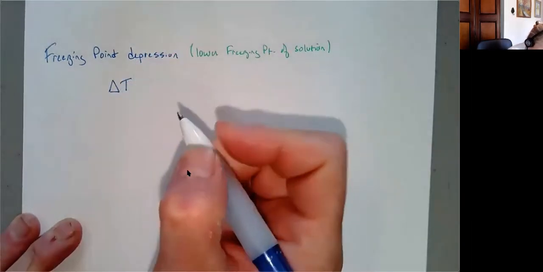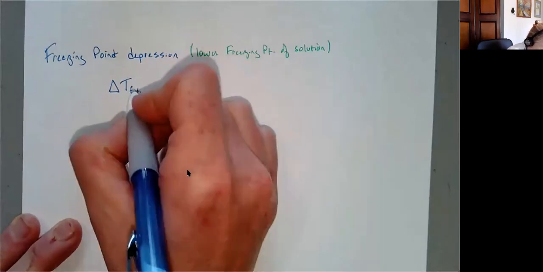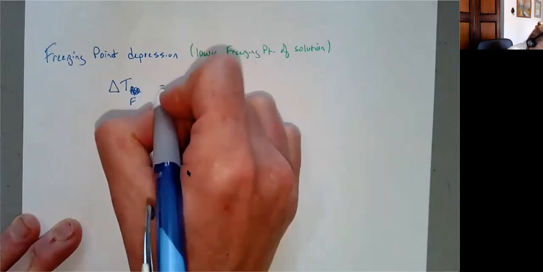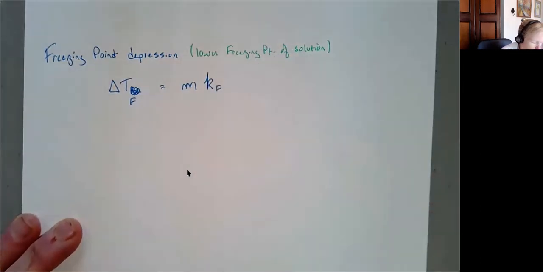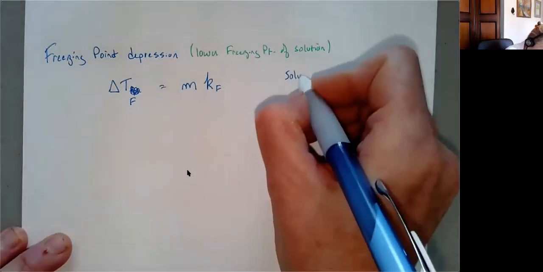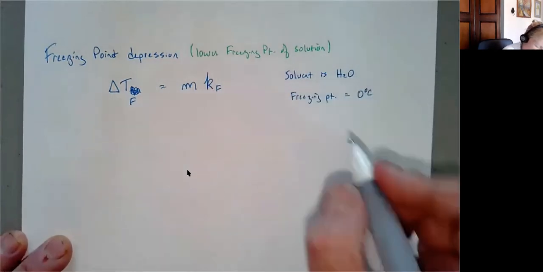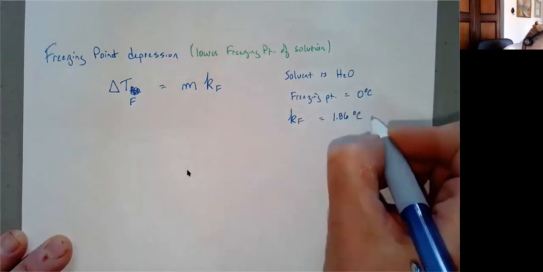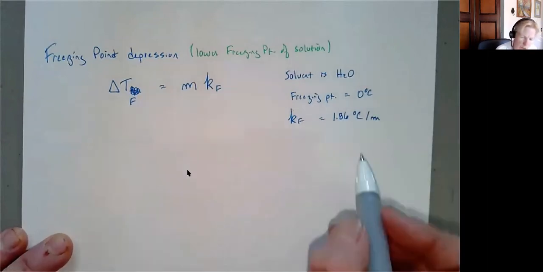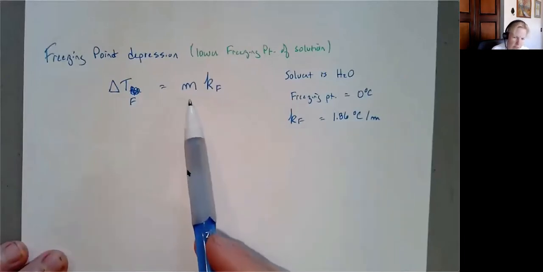My change in temperature, this is my change in temperature of my freezing point. I could give that an F here, equals my molality of my solution times my constant for the freezing point of my solvent. Let's assume my solvent is water. The freezing point for water is 0 degrees Celsius. If I look up the constant for water, that's 1.86 degrees Celsius per molality. So this is going to allow me to effectively cancel out my units of molality here.